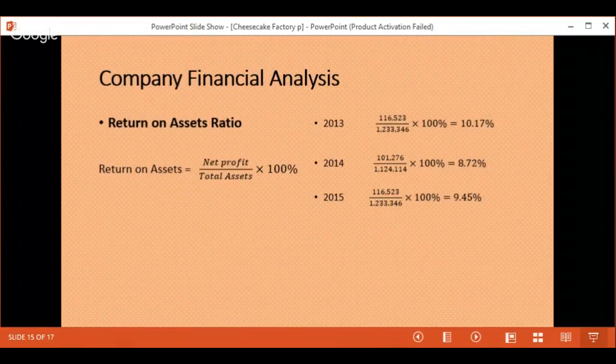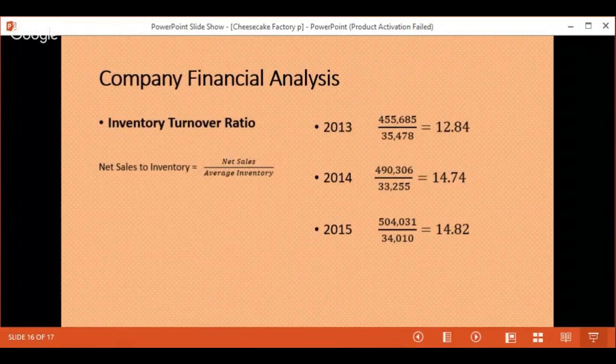Moving on to the return on assets ratio. This evaluates the ability of the Cheesecake Factory to transfer assets into operating profit. The higher the ratio, the higher the profitability. Return on assets is the net profit divided by the total assets times 100%. In 2013, the ratio was 10.17%. It decreased in 2014 to 8.72%, and then it increased in 2015 to 9.45%. According to our data, between 2013 and 2014, the ratio decreased and it increased again between 2014 and 2015.